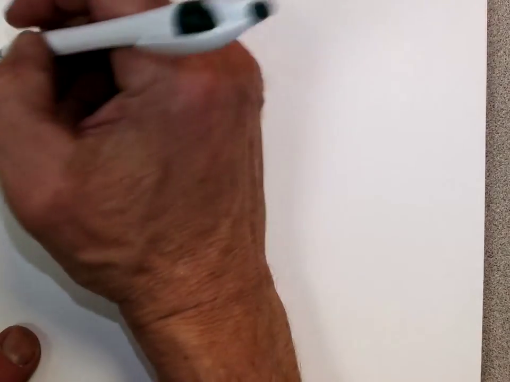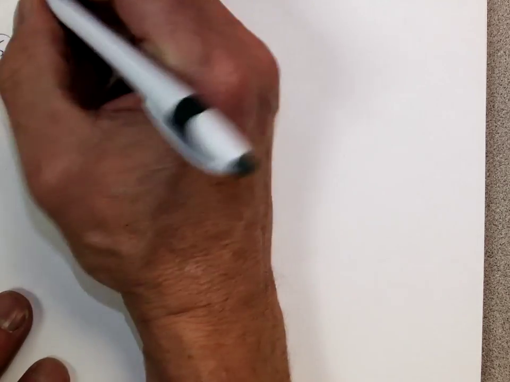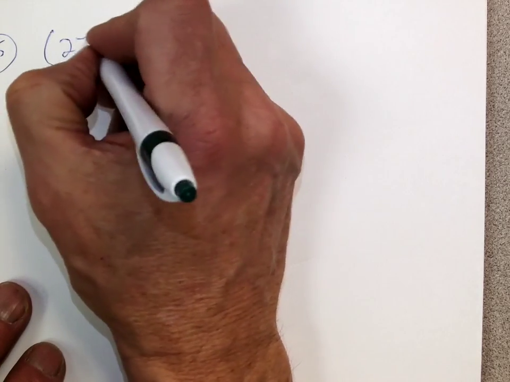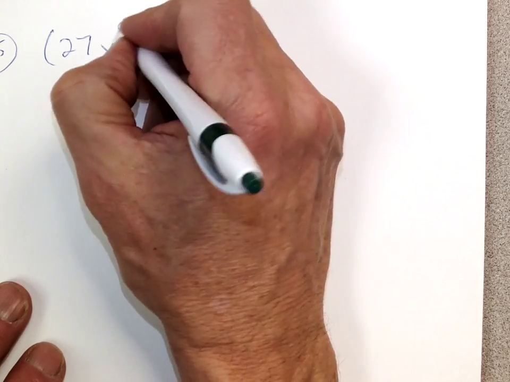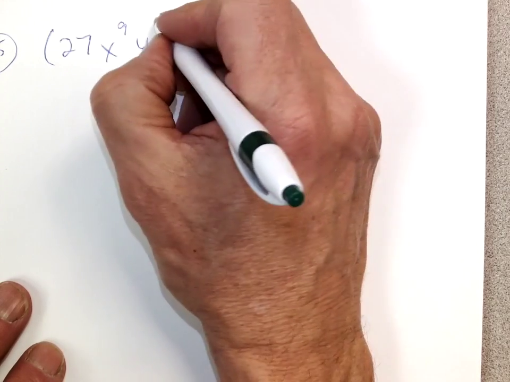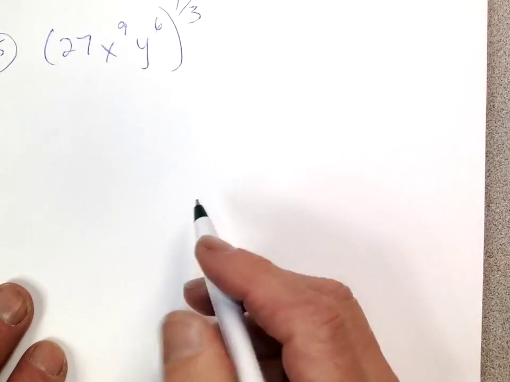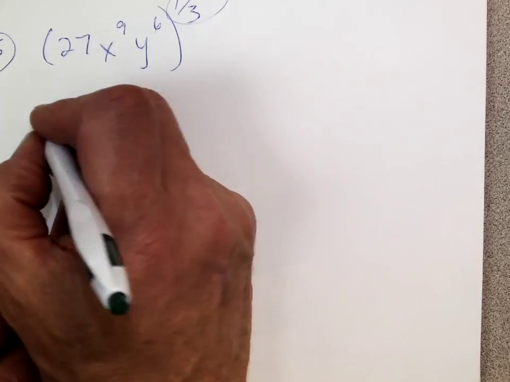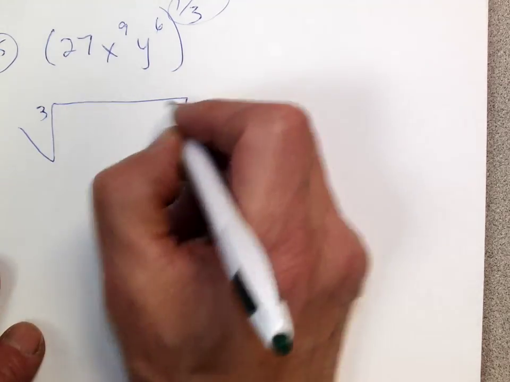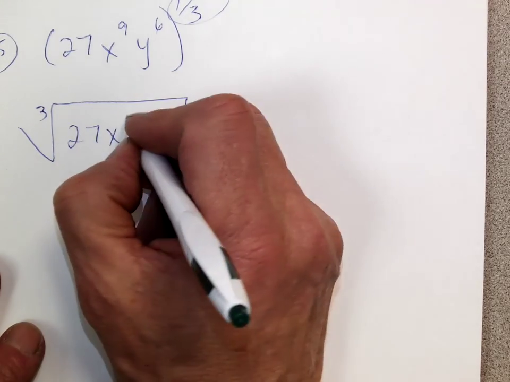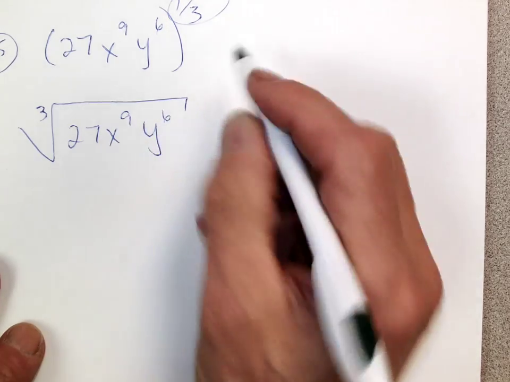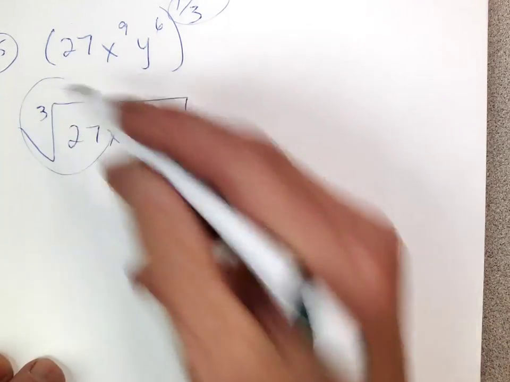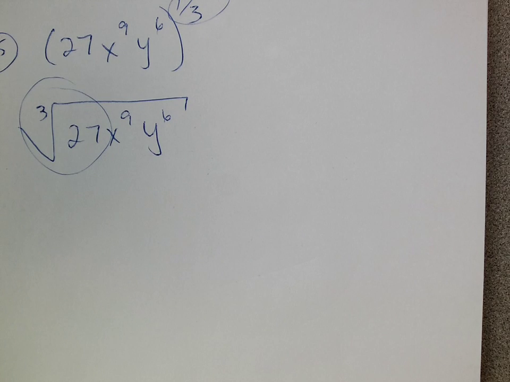Let's look at 15. 15 is a pretty easy one. 27x^9y^6 to the 1/3 power. So here's what I'm going to do. 1/3 power is the same thing as cube root. It really is. Cube root of 27x^9y^6. So the cube root of 27, what times what makes 27?